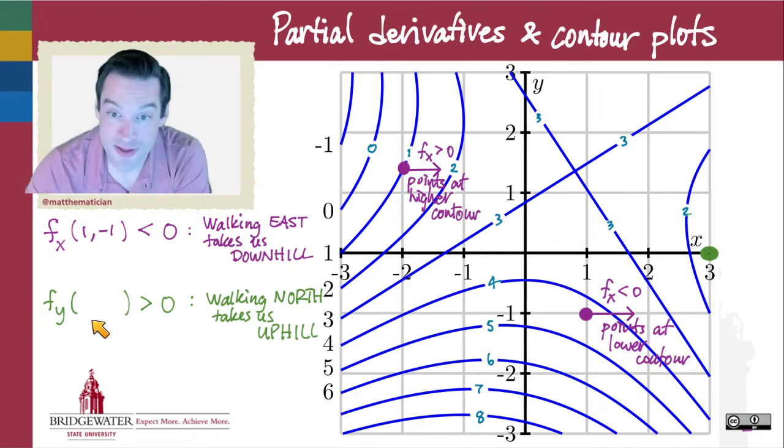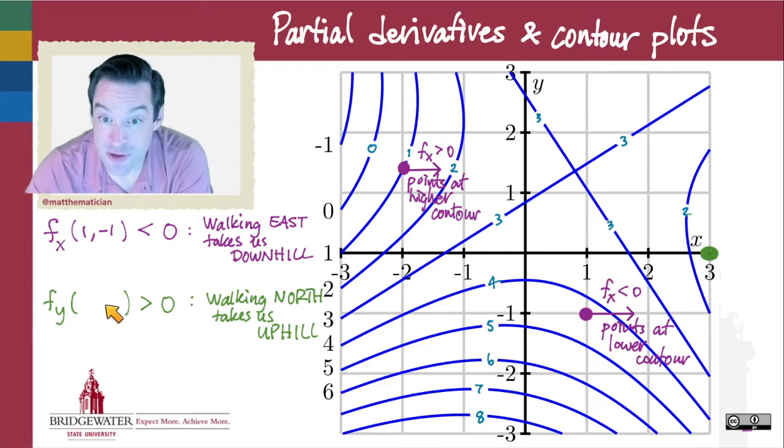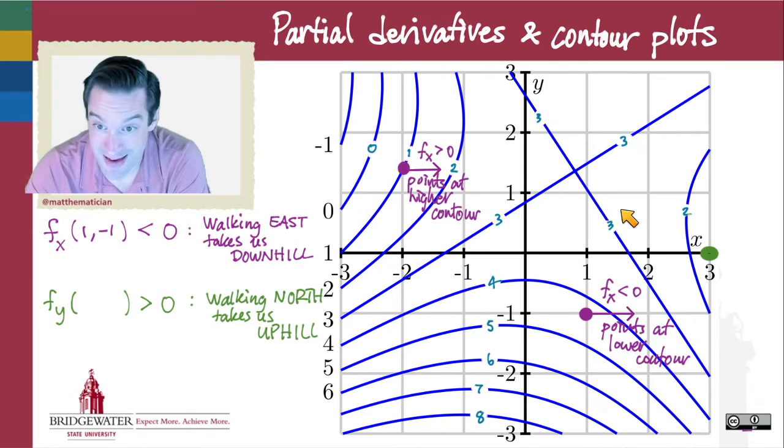If we're looking for places where the y partial derivative is positive, we would be looking for places on this contour plot where walking north takes us uphill. So when I increase y, I'll be increasing the value of my function, the level of the contour. And conversely, if I walked south, I would be going downhill. Is there a place where walking south takes me downhill on this diagram? I really can't find it.